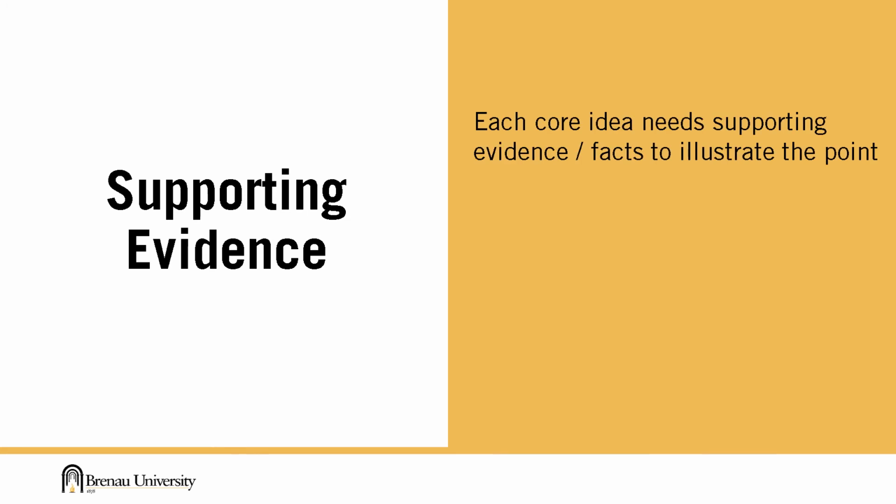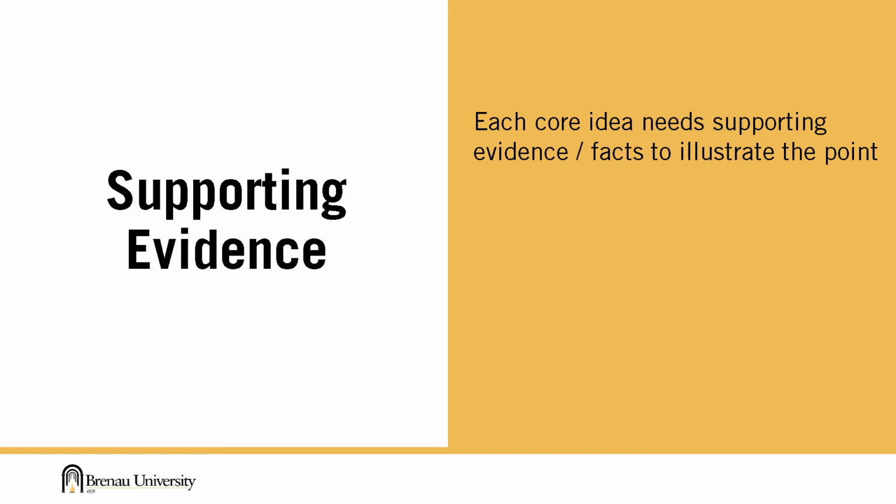When you have identified a few core ideas, move on to identifying supporting evidence. For each core idea, you will need supporting evidence or facts to illustrate the point. You can't just state a core idea and expect your reader to take your word for it. You need to show that your idea is supported by existing research. For each core idea, ask yourself, what kind of evidence will illustrate this point best?